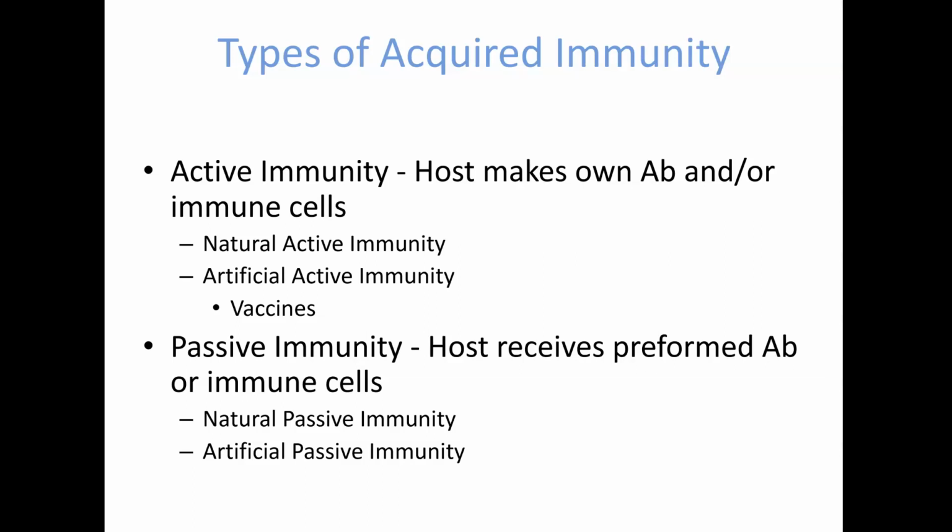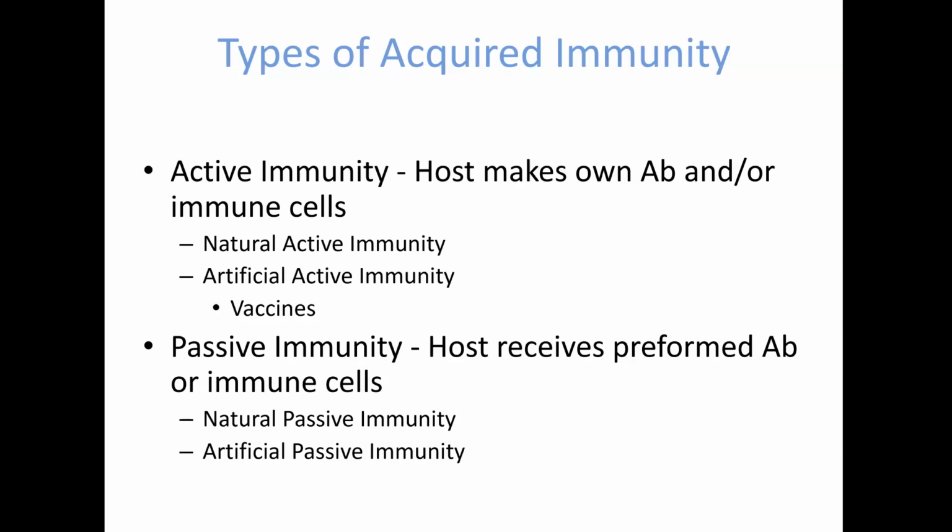Remember that your adaptive immune system has to be acquired. In other words, although you're born with all the parts, you don't have it yet, right? You need to educate your adaptive immune system, your B cells and your T cells, to get those memory cells and to differentiate between self and non-self and so on. So there's 2 main types of immunity, and that's active and passive.